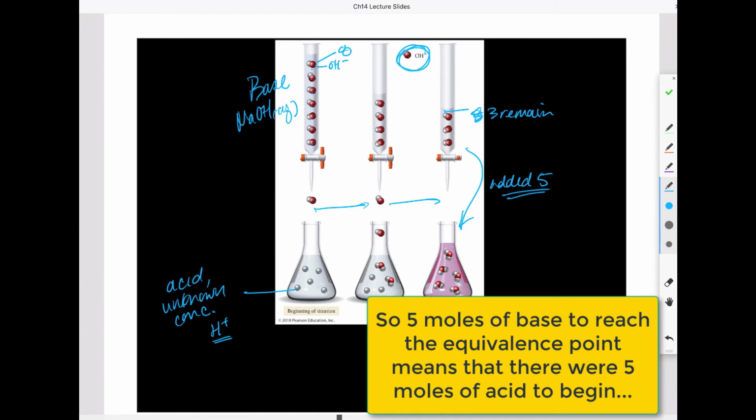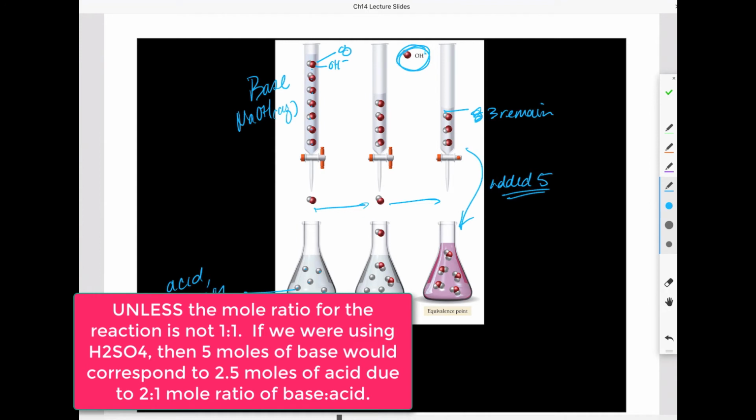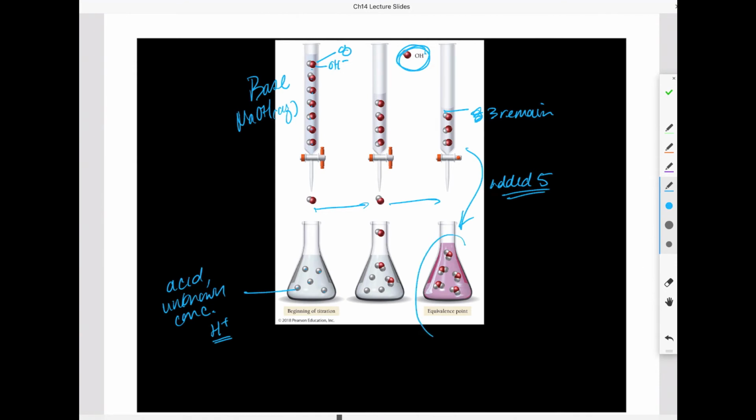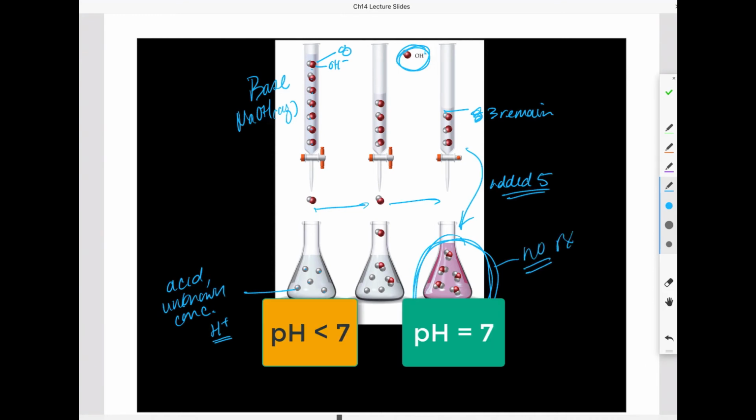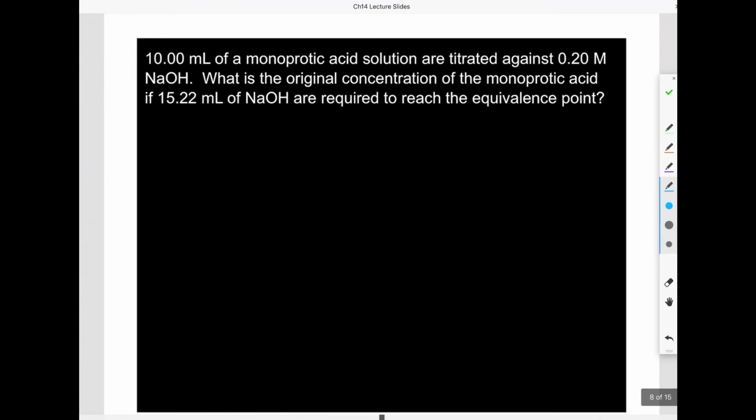So if I added 5, that tells me that inside my flask I must have had 5. If I added 5 moles, my flask must have contained 5 moles, yes? And when we reach the equivalence point, like this picture shows, there is no reactant remaining. What should have happened is we have exactly reacted all my reactant, and there should only be product left, okay?